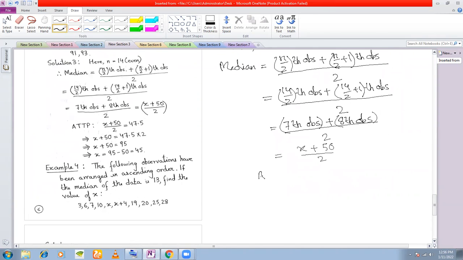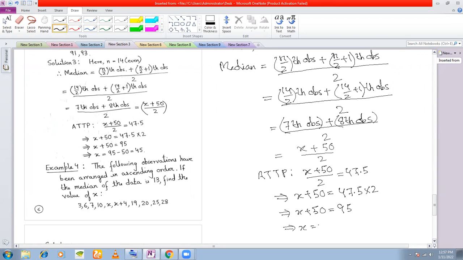So according to the problem, X plus 50 by 2 must be equal to 47.5. So from here you can calculate the value of X. Cross multiply. X plus 50 is equal to 47.5 into 2. We get X plus 50 is equal to 95. That means you get X is equal to 95 minus 50, which is equal to 45. So your unknown observation is 45.